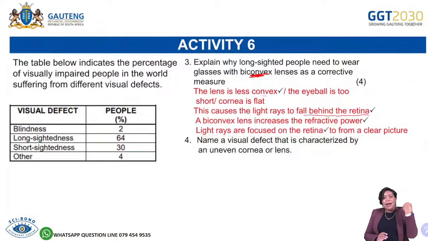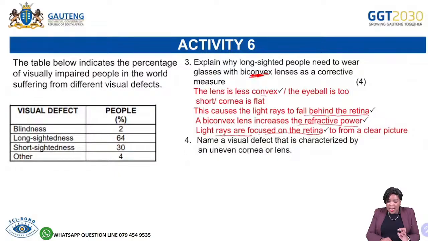So you need something that is going to refract or shorten the light rays to bring them to fall on the retina. Therefore, a biconvex lens increases the refractive power of the light rays and focuses them on the retina to form a clear picture. So that is why these people need a biconvex lens, because the more it is biconvex, the more the refractive power of the light is increased and therefore it's going to fall on the retina. So you correct that with a biconvex lens for this reason.